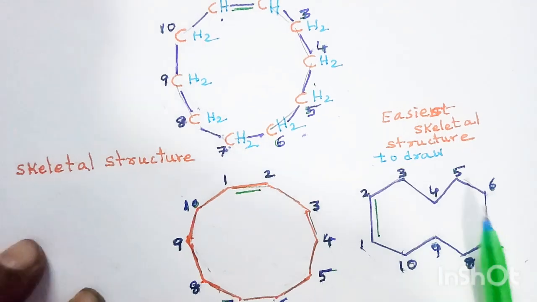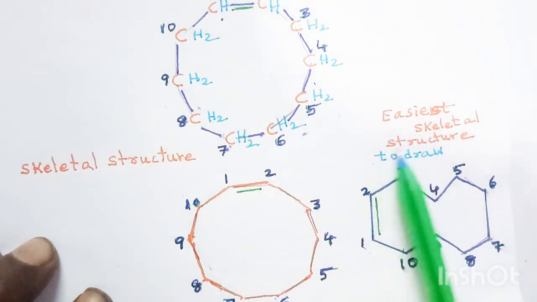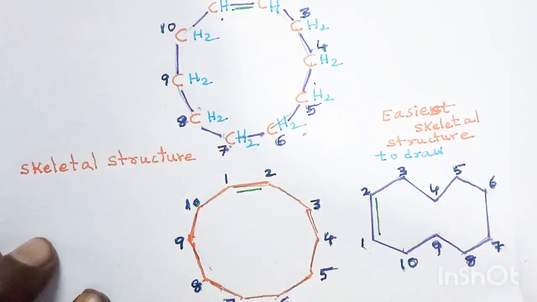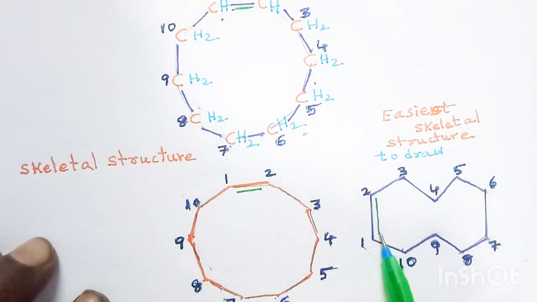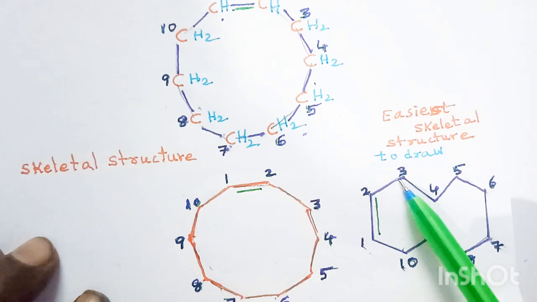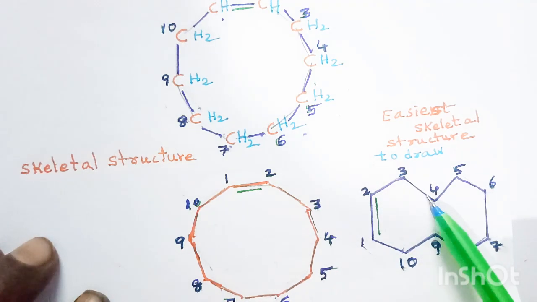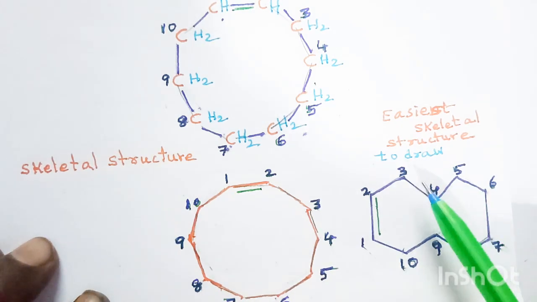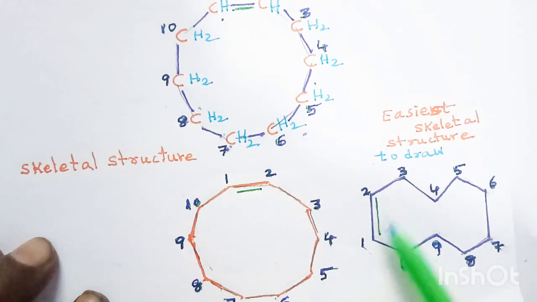Let us see the easiest skeletal structure of cyclodecene. We draw a straight line like this, and we draw a double bond here and name it 1 and 2. So this 1 and 2 represent CH, CH. Then we draw an upward straight line, then a downward straight line, then an upward straight line. As we draw these lines, we keep numbering them. This is 1 and 2.